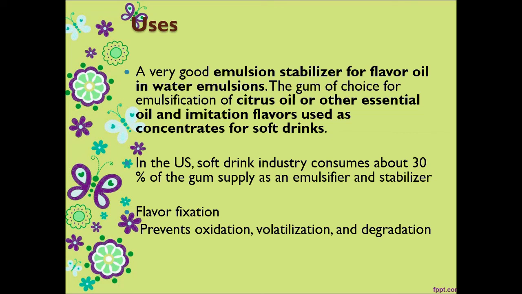In the US, the soft drink industry consumes about 30% of the gum supply, which acts as an emulsifier and stabilizer to the soft drink. And lastly, it is used as flavor fixation, in which it prevents oxidation, volatilization, and degradation to food products.